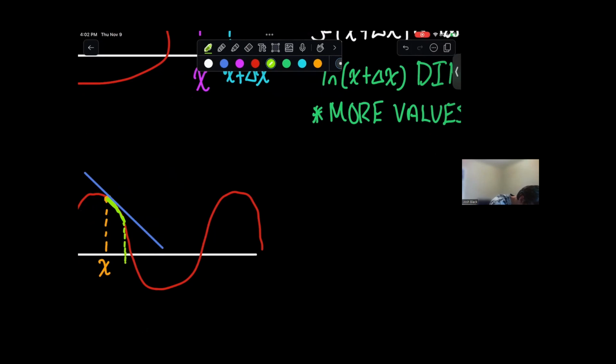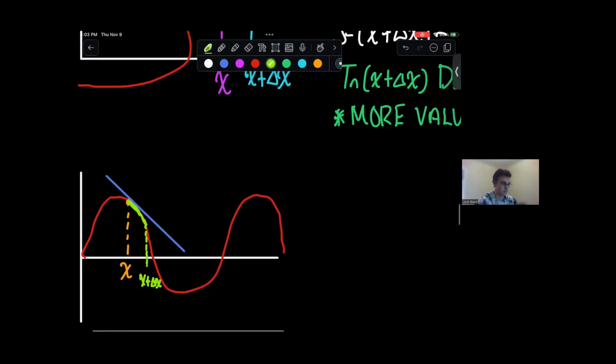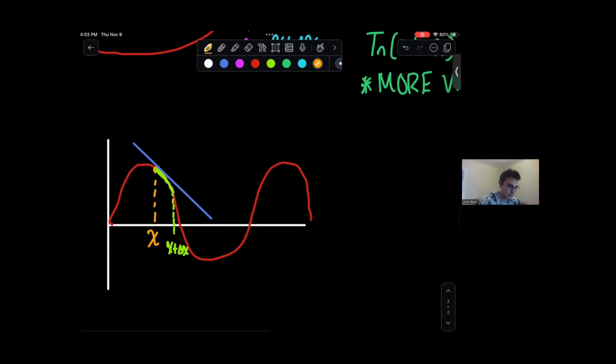Cool. We'll do that. X plus delta x. So that's our first order Taylor series. What's our second order Taylor series going to look like? Well, what's a second order polynomial? It's just a parabola, right? Second order, I can fit a parabola to it. And hey, look, that fit pretty well.